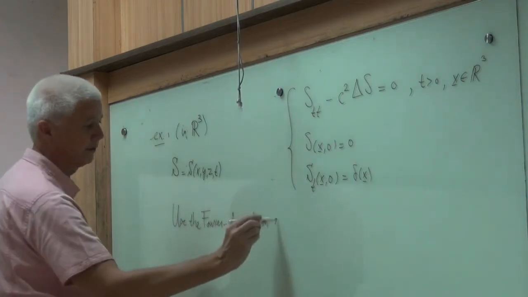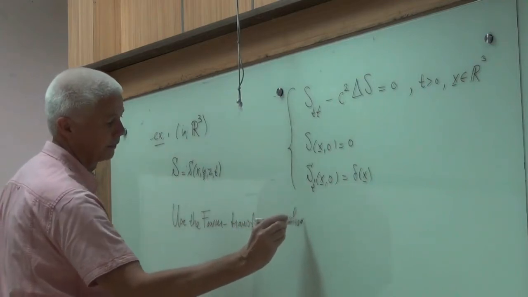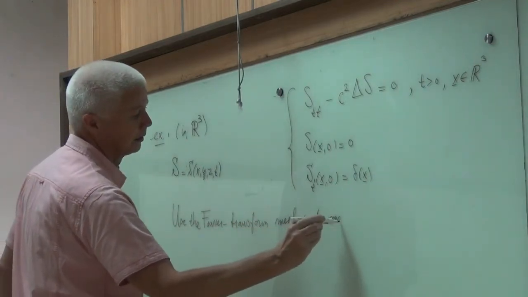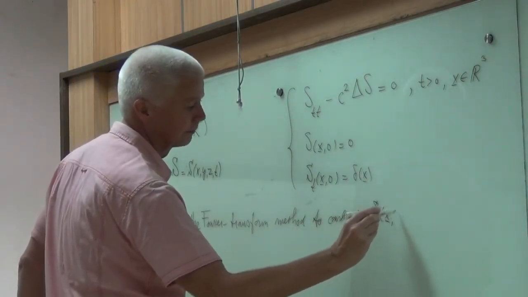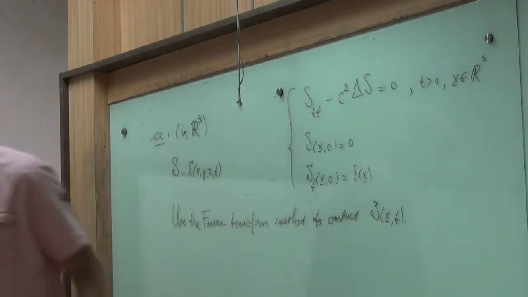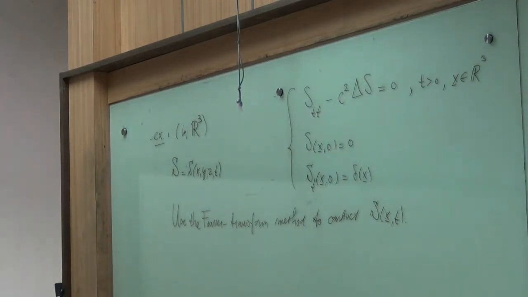Use the Fourier transform method to construct S. And S is what is called the source function.